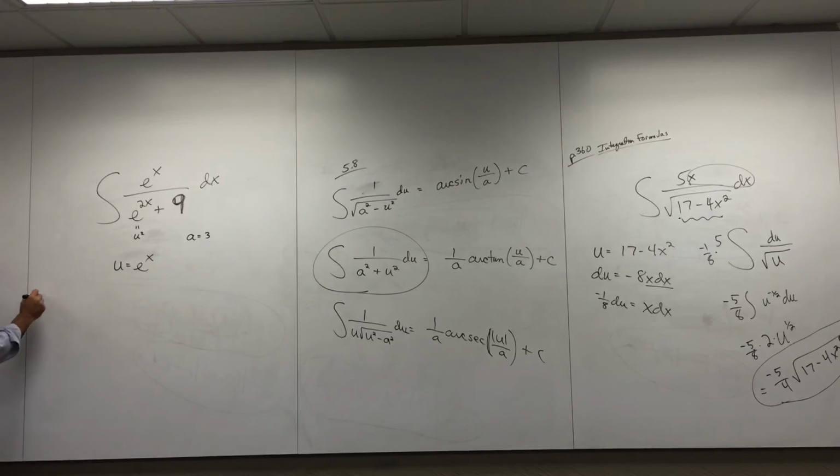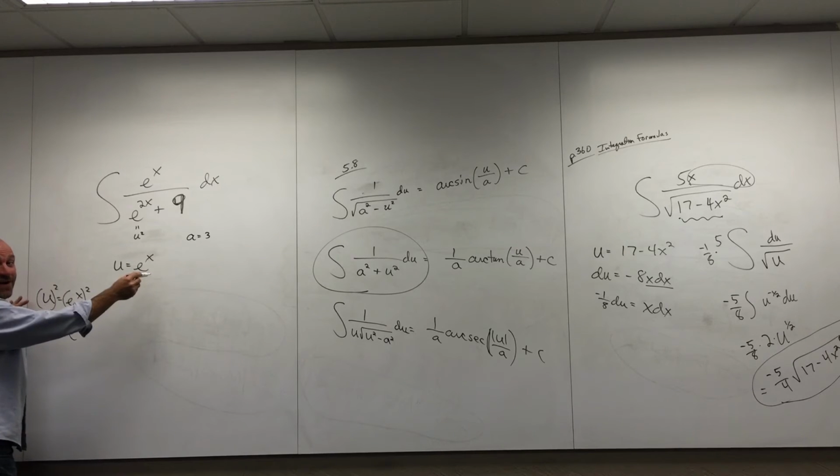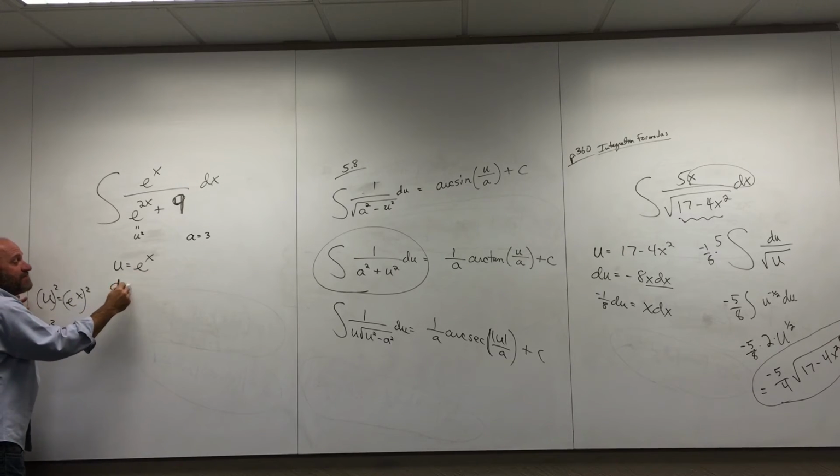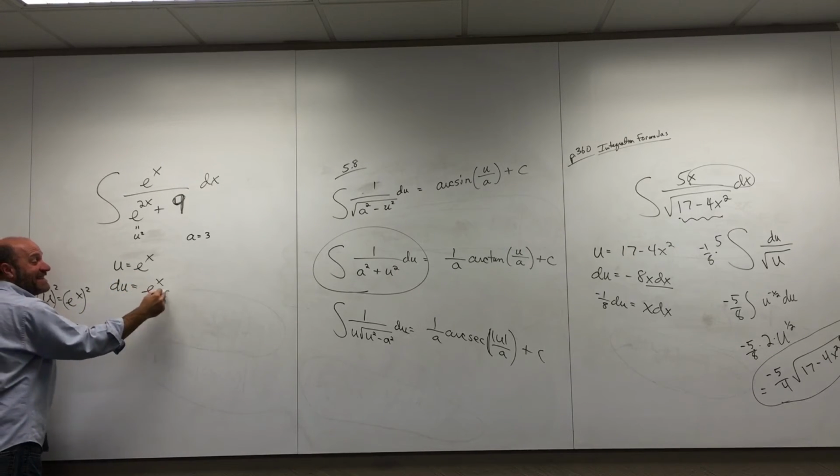See, what if you squared both sides? You'd square this and square this. You know what happens when you square e to the x? You get e to the 2x. You multiply the exponents. All right, so u is e to the x. All right, you guys are smart. What's du? e to the x dx.